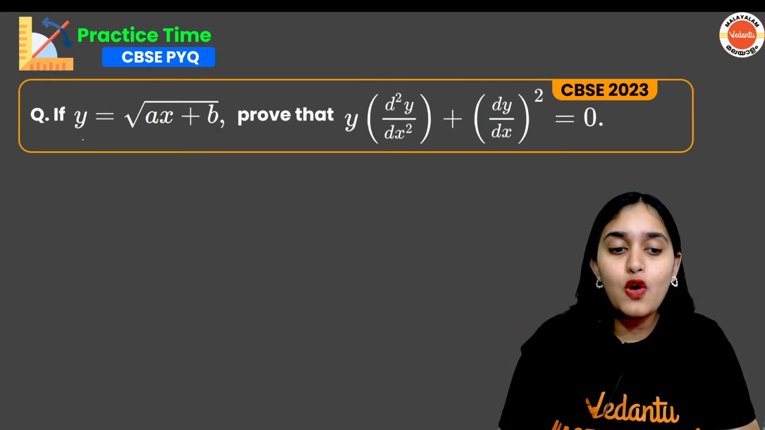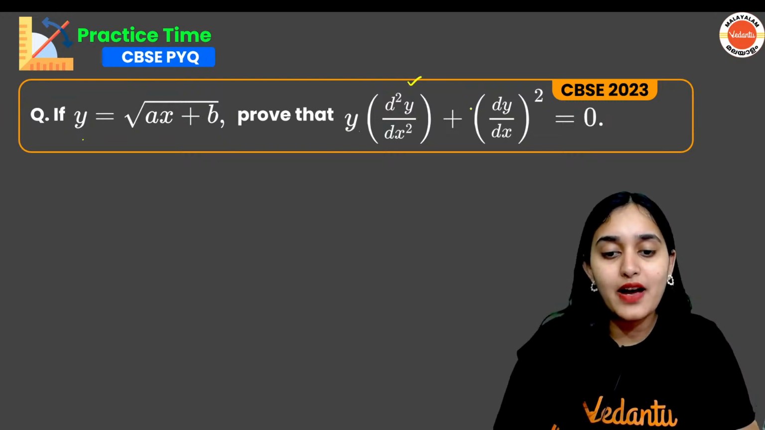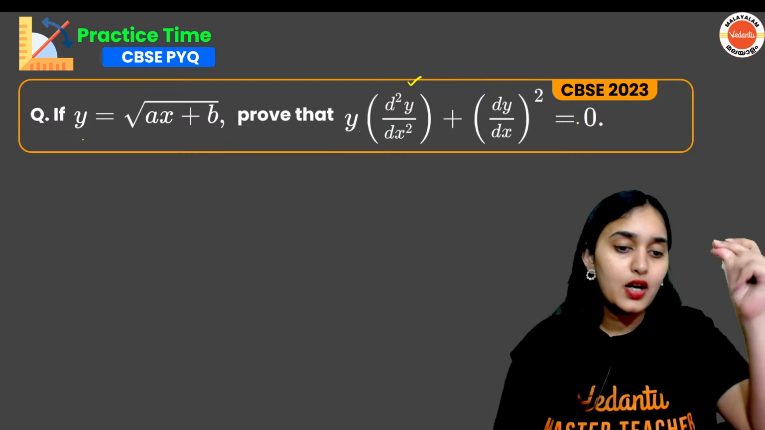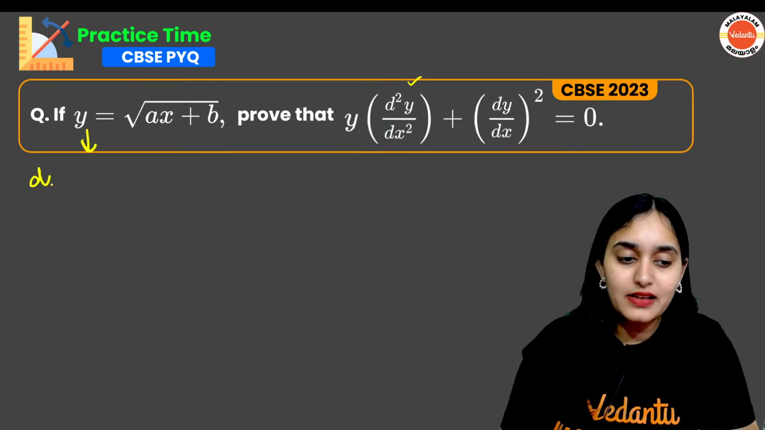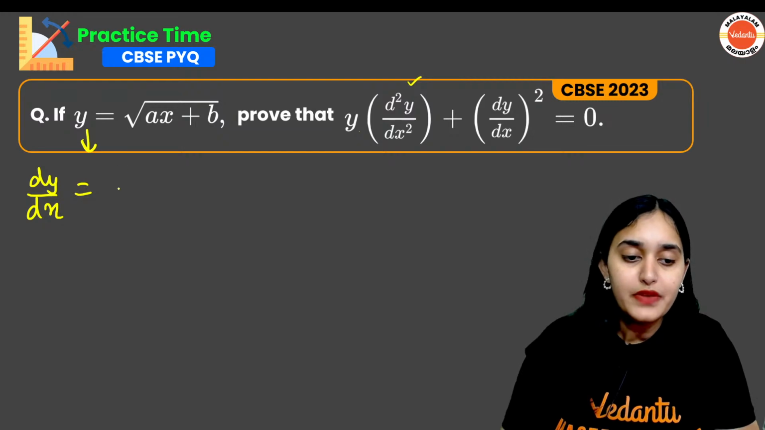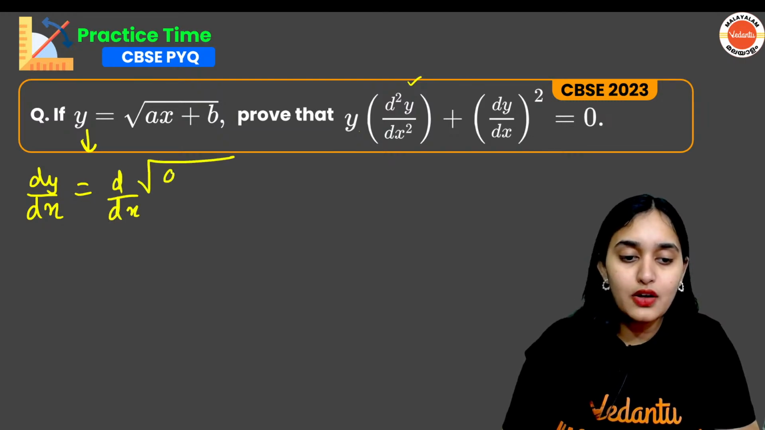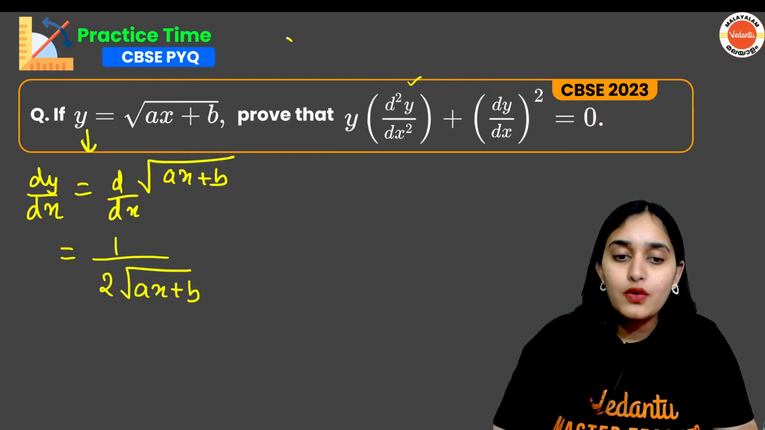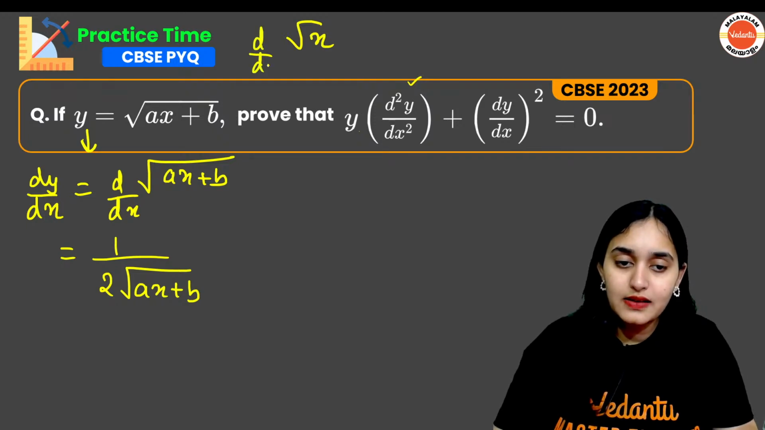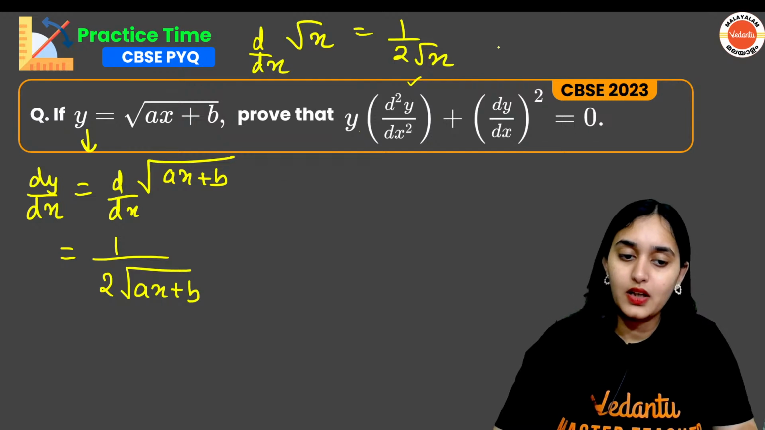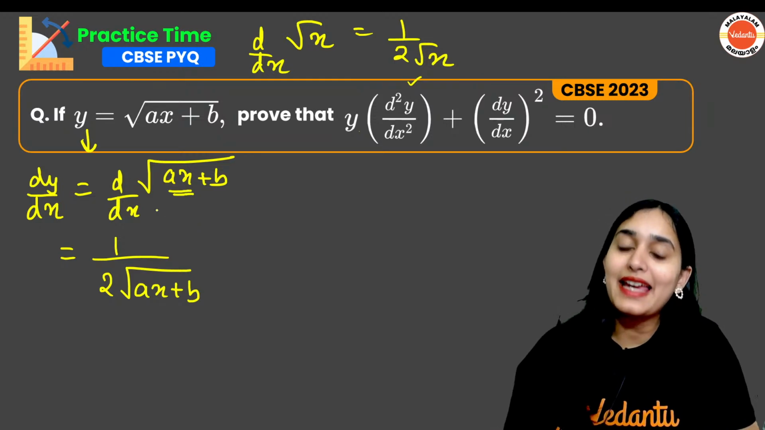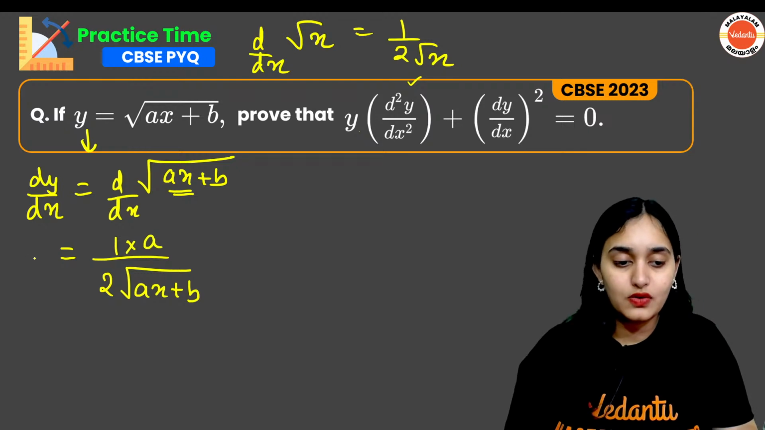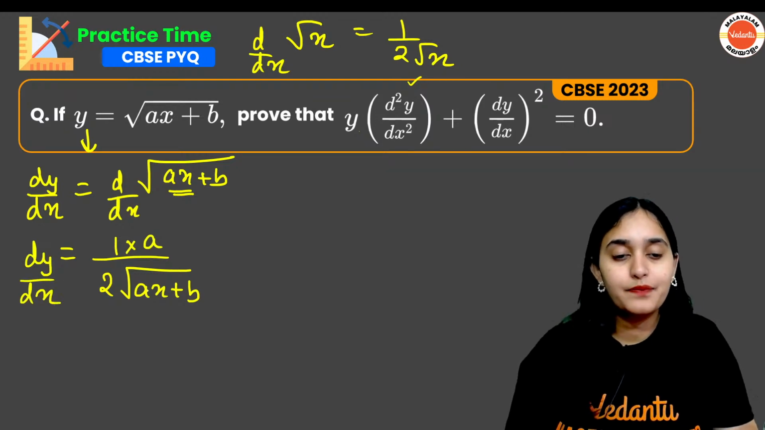If y is root over ax plus b, prove that y into d square y by dx square plus (dy by dx) whole square is equal to 0. Quickly, let's solve it. Y is given this. What is dy by dx? Differentiation of root over ax plus b is equal to 1 upon 2 root over ax plus b. Root x differentiation is 1 by 2 root x. But once you differentiate ax, you will get a also. So dy by dx is this.